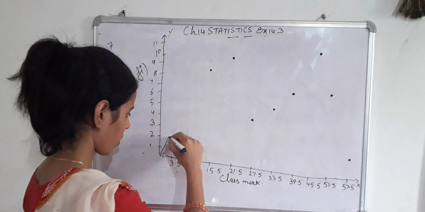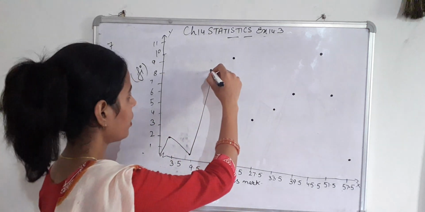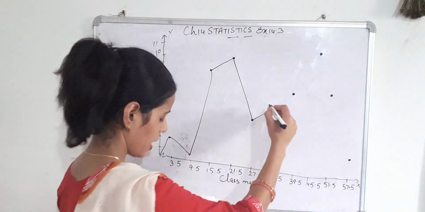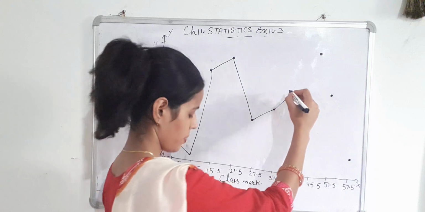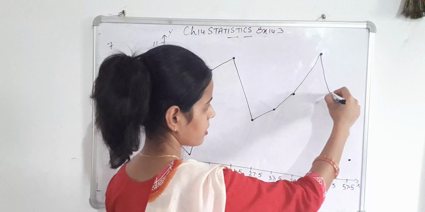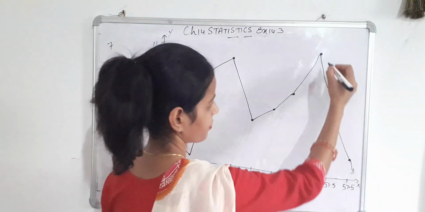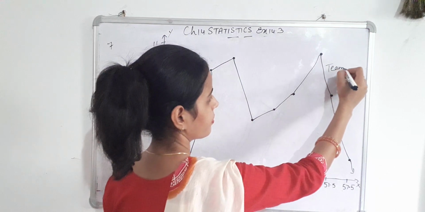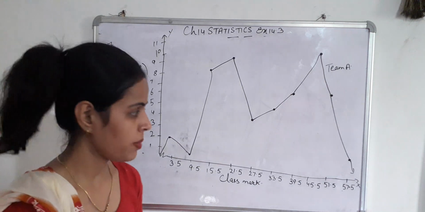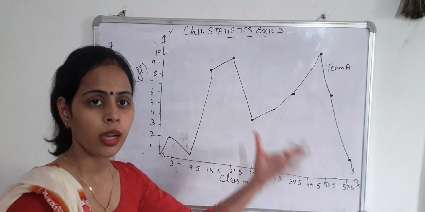2, 1, 8, 9, 4, 5, 6, 10, 6, 2. This is the frequency polygon for team A. Similarly, draw the frequency polygon for team B on the same graph.